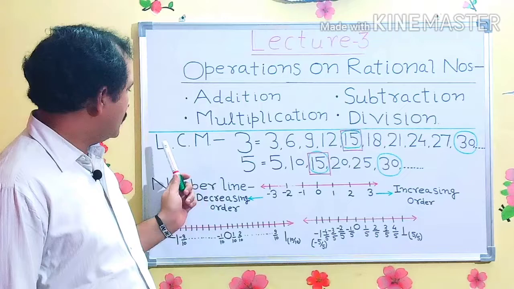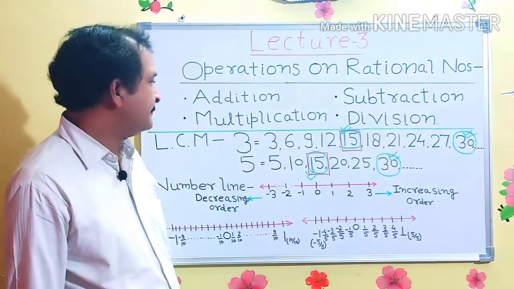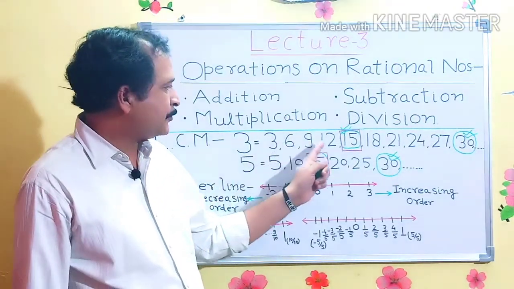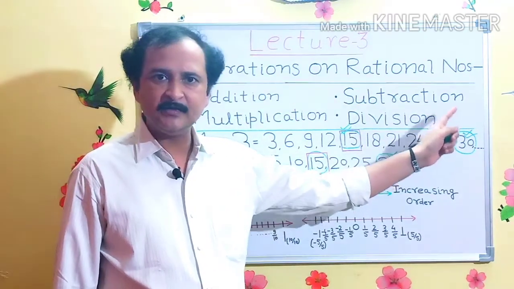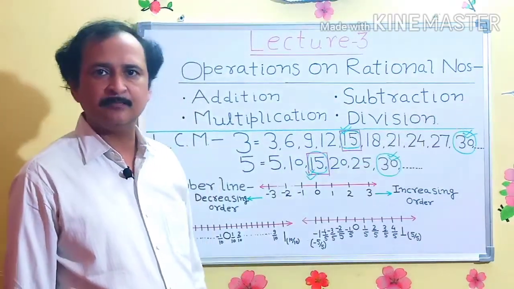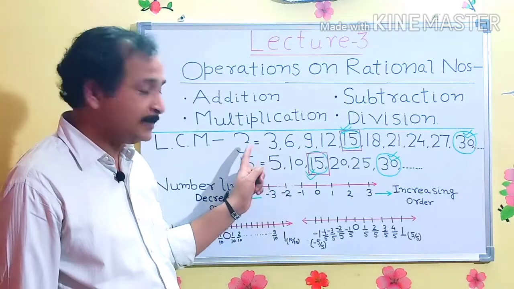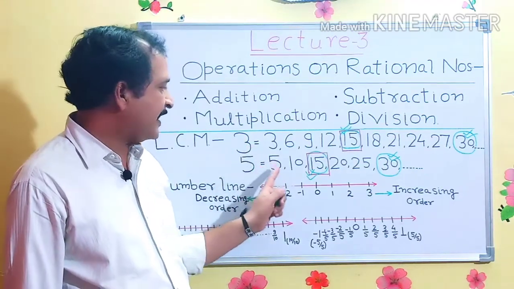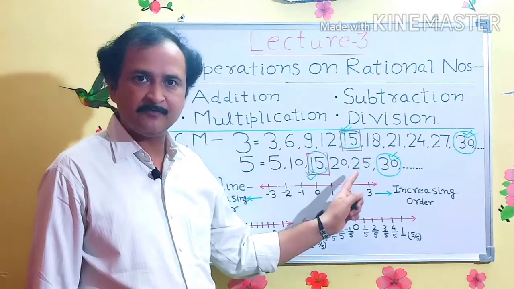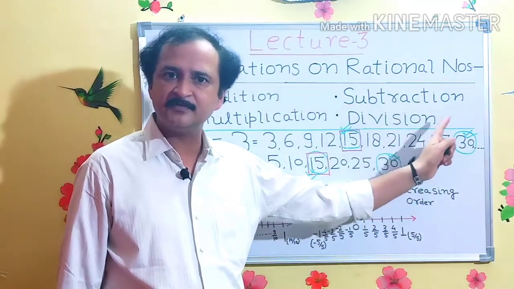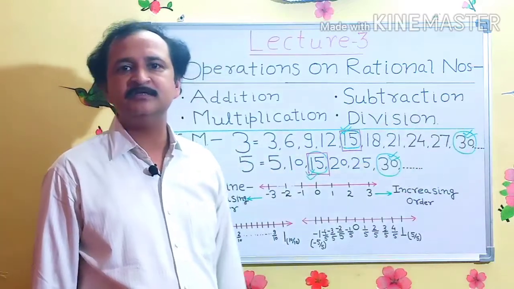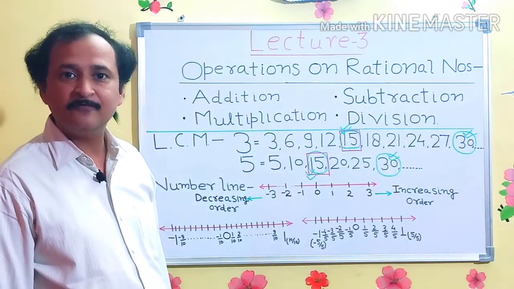One is lowest common multiple. 3, 6, 9, 12, 15, 18, 21, 24, 27, 30 and so on. These all are the multiples of number 3. Similarly, 5, 10, 15, 20, 25, 30, 35, 40, 45, 50, 55, 60 and so on. These all are the multiples of 5.